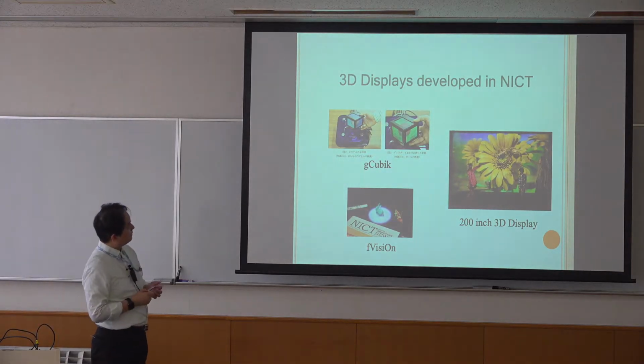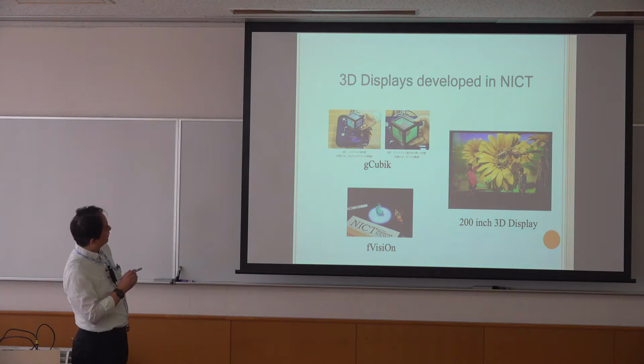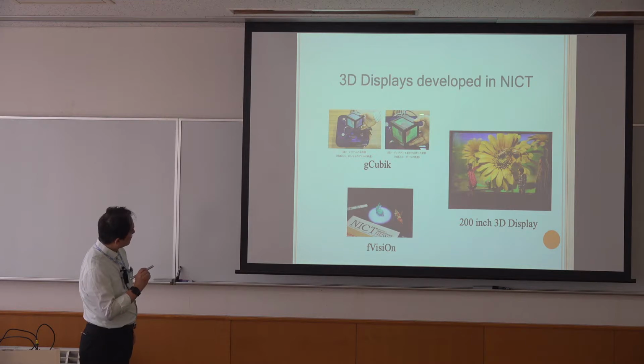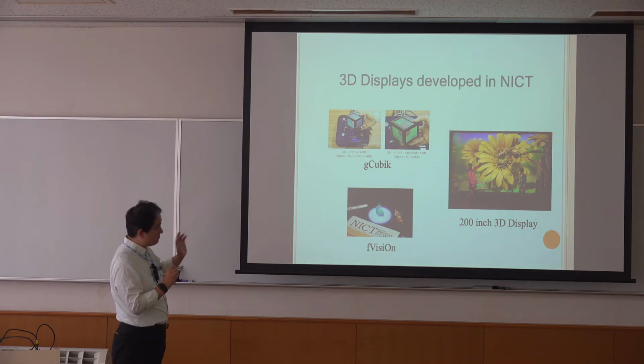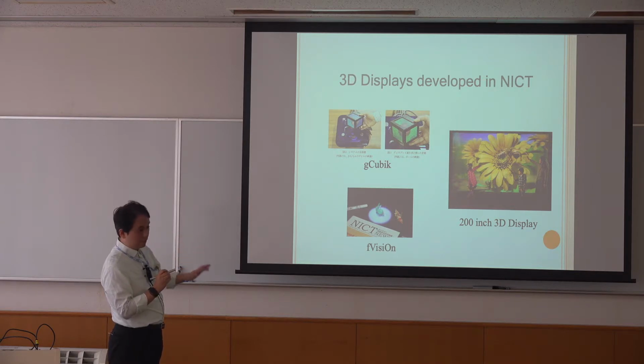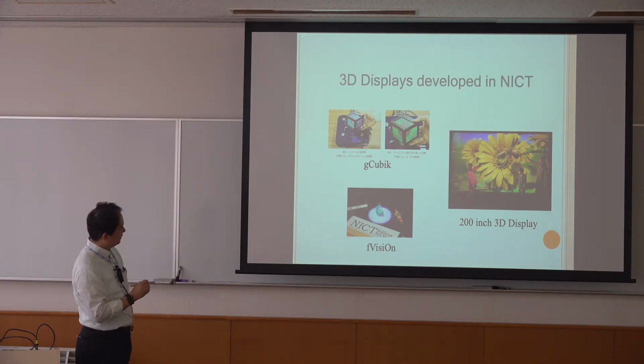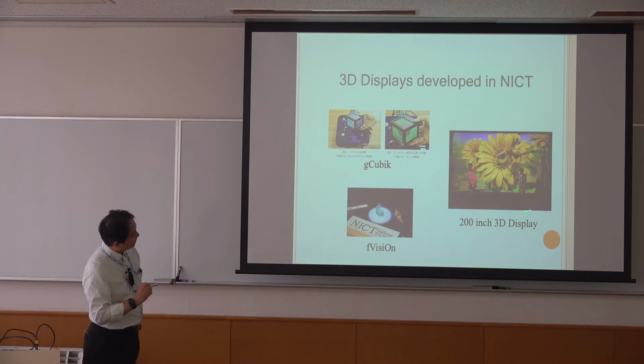These are displays from NICT, National Institute. This is a cube-based 3D display, but the principle is just the same as integral photography. This has 6 faces of IP display, integral photography displays. And this is called F-Vision. This is a tabletop display. Okay. This is a very interesting one, a 200-inch, very large size, 300-inch 3D display.